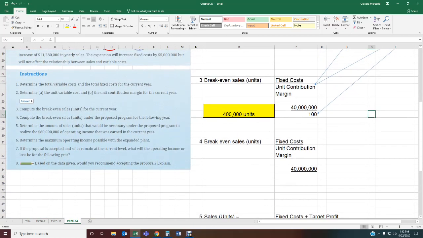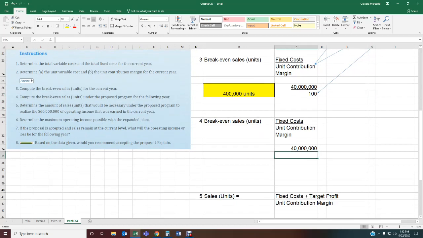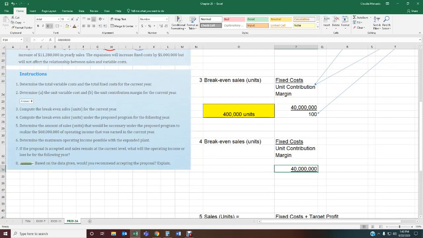Number 4. Let me see. I was typing in the wrong section. No, I'm good. So my fixed costs were 40 million. Now under the number 4, it's under the new proposed program. So we have a little change here.